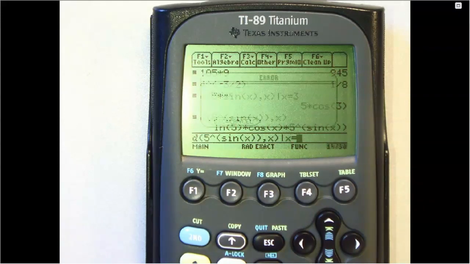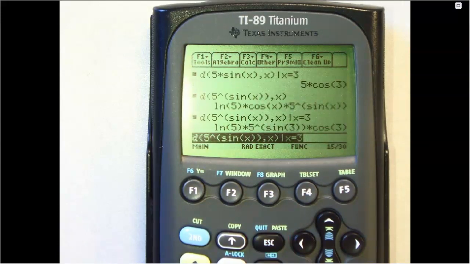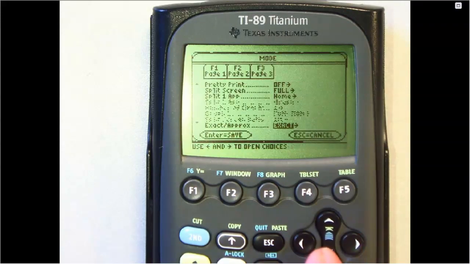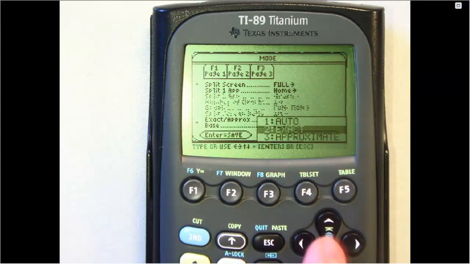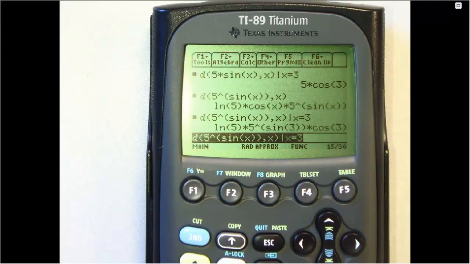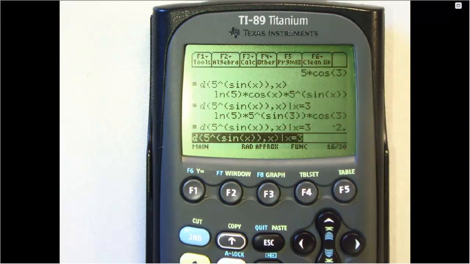3? I should probably type the 3 before. And that is not helpful to me. So I'm going to go to mode, scroll down, and switch to exact approximate. Then approximate, remember you have to hit enter again to save it. And then you can just hit it again. So it's about -2, and you told me ln of 5 times 5.